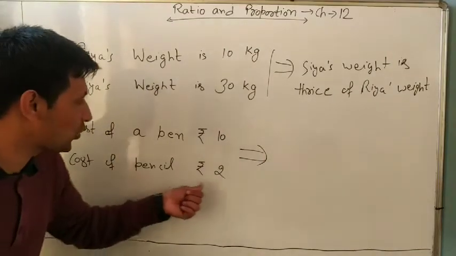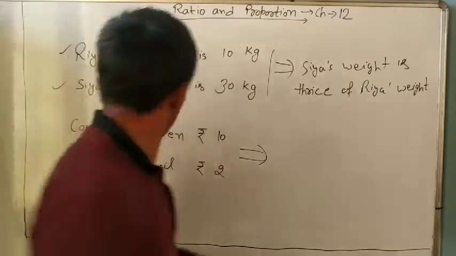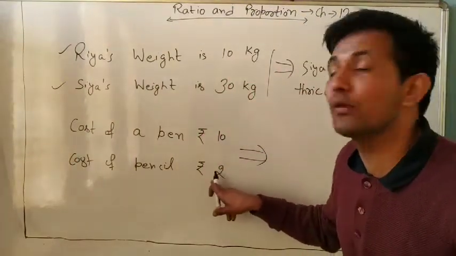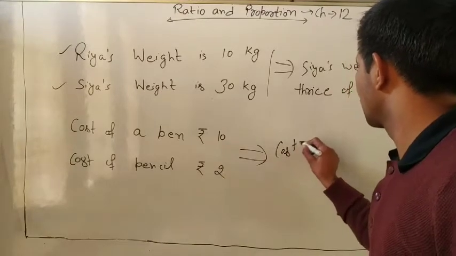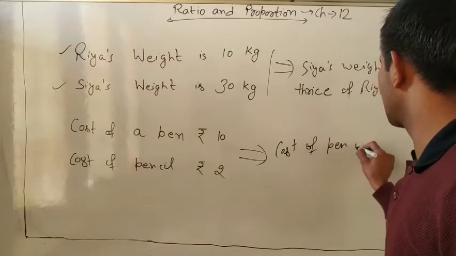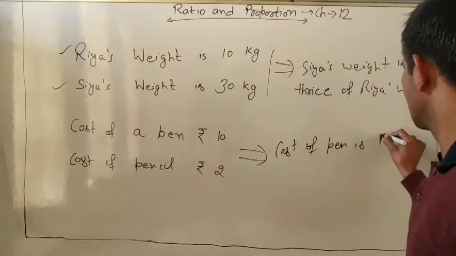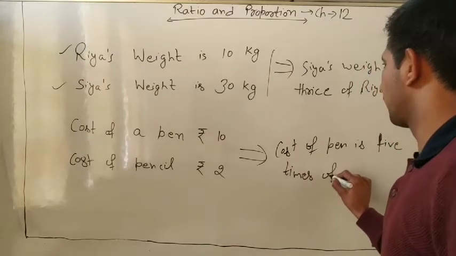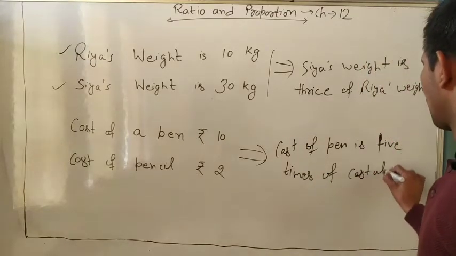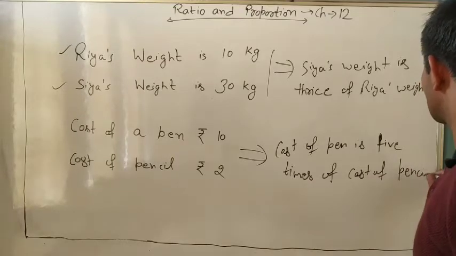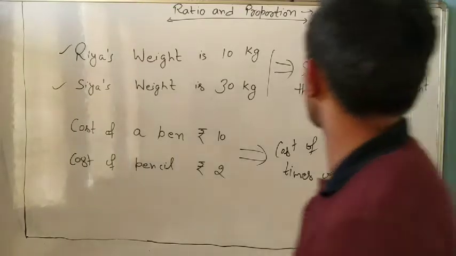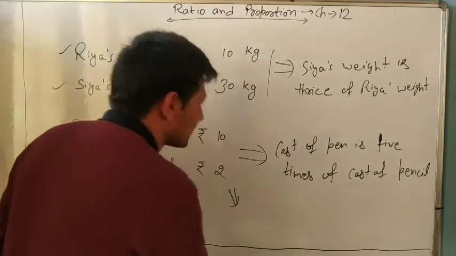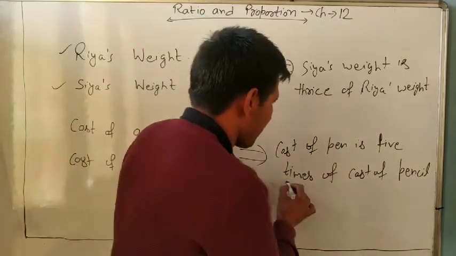We observe that the cost of a pencil is 2 rupees. The cost of a pen is 10 rupees. The cost of a pen is 5 times the cost of a pencil. You can write: cost of pen is 5 times the cost of pencil. Yes. How much? 5 times. Understand or not? But we can compare by one more method.